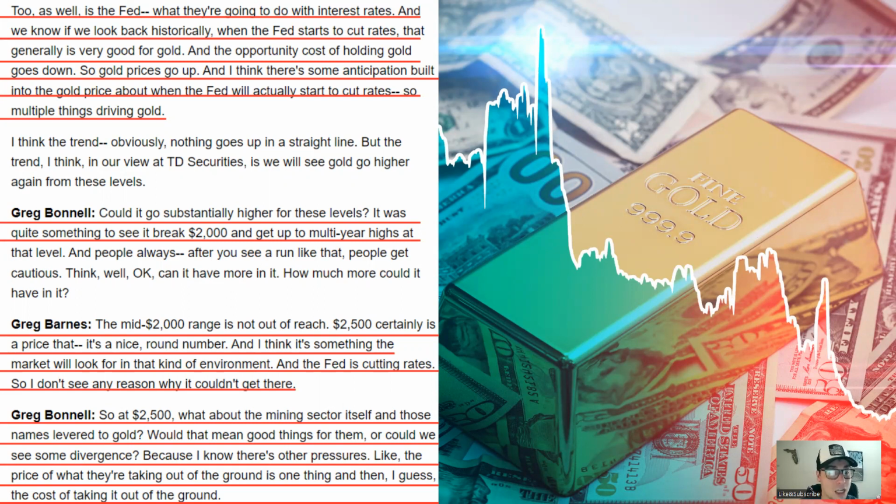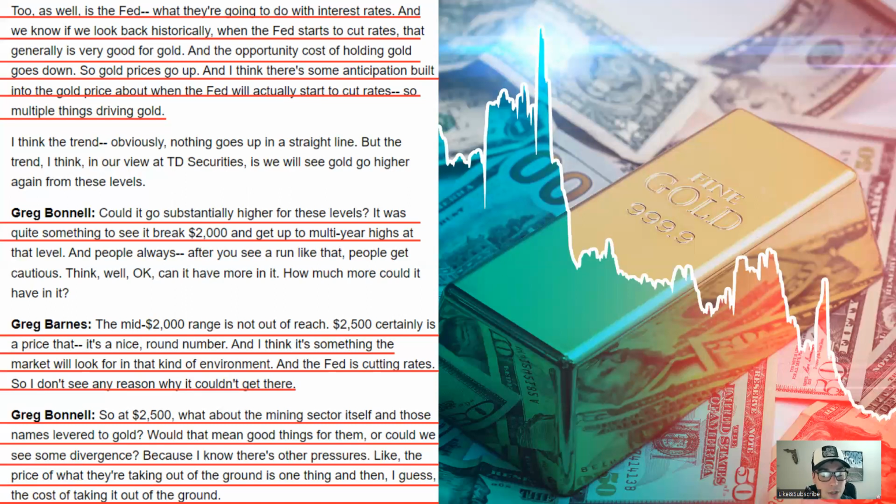Now, could it substantially go higher from these levels? It was quite something to see it break 2000 and get up to multi-year highs at that level. That mid 2000 range is not out of reach. 2500 certainly is a price. It's a nice round number, and I think it's something the market will look for in that kind of environment. And the Fed is cutting rates, so I don't see any reason why it couldn't get there. So at 2,500, what about the mining sector itself and those names levered to gold? Would that mean good things for them, or could we see some divergence?